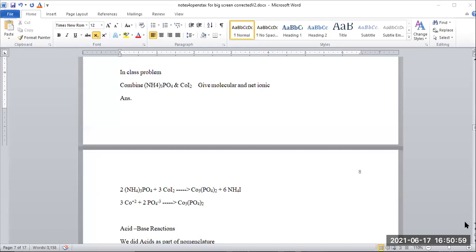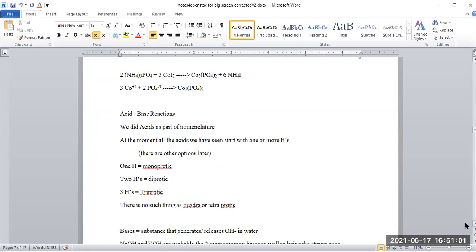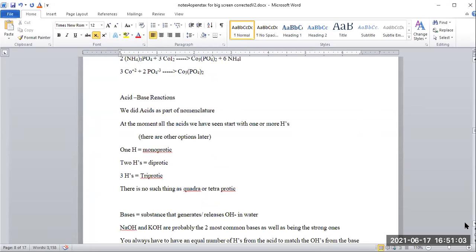All right, so let us switch over to acid-base reactions. When we were doing the nomenclature part, we had some rules of nomenclature that were specific to acids. And one of the things that we said was that if it starts with an H and it's not a water molecule, then we are making assumptions that it's going to be an acid.